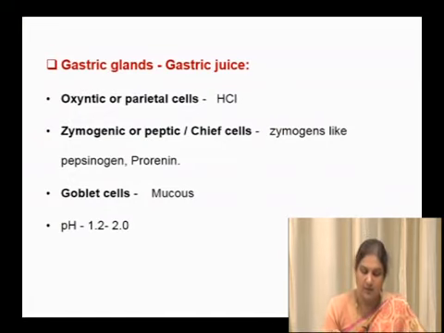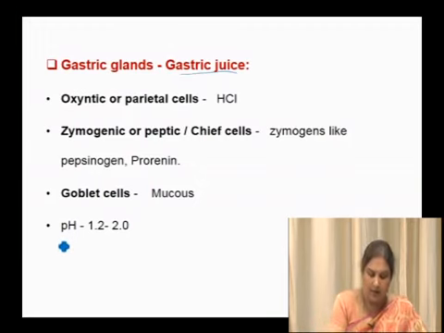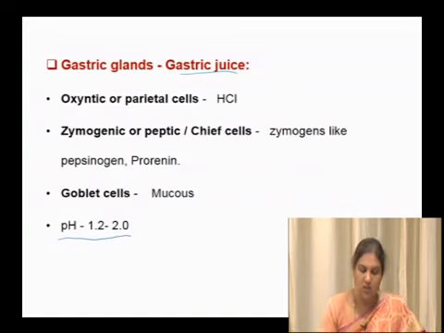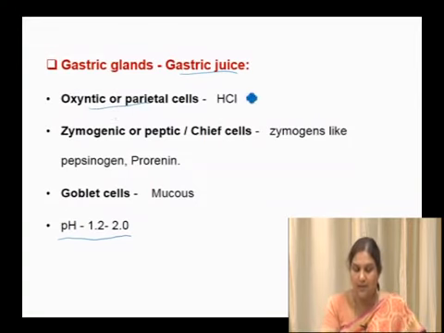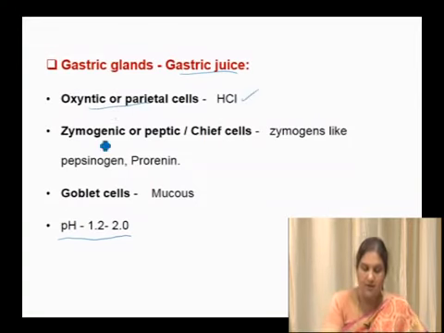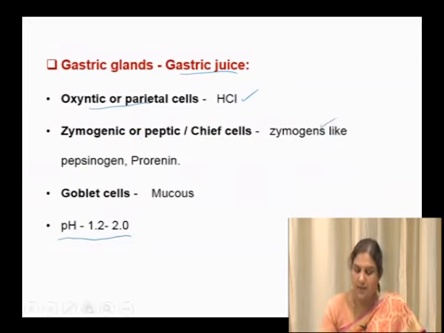Gastric glands. These are located in the stomach. They secrete the gastric juice. We have a very acidic pH within the stomach. It's all because of the presence of oxyntic or parietal cells that secrete HCl, and zymogenic or peptic cells, or chief cells, they secrete the zymogens.